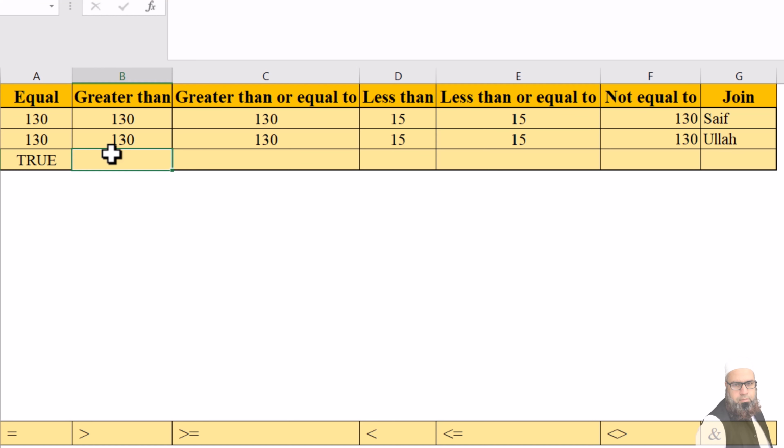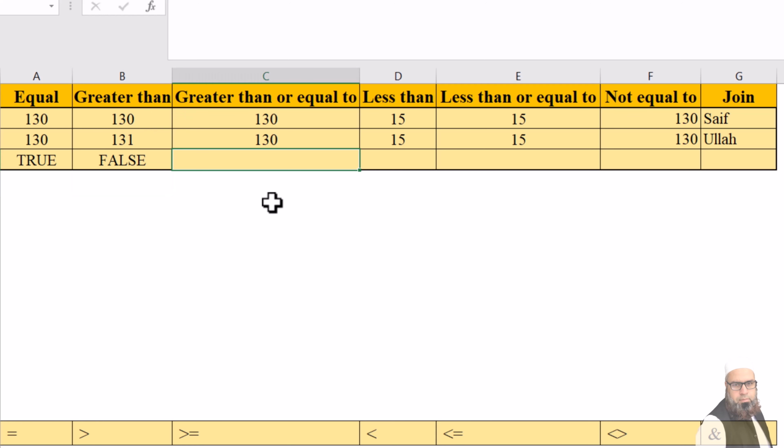It returns true if value in first cell is greater than the value in the second cell. Equal to first cell greater than second. Press enter and that's false. As both these values are equal, Microsoft Excel returns that these values are not greater than. Might be less than or equal to, but not the greater than. We have changed the second value as 131 and still the answer shows that it's false as first value is smaller than the second value.